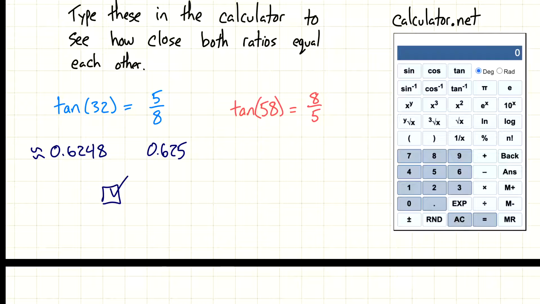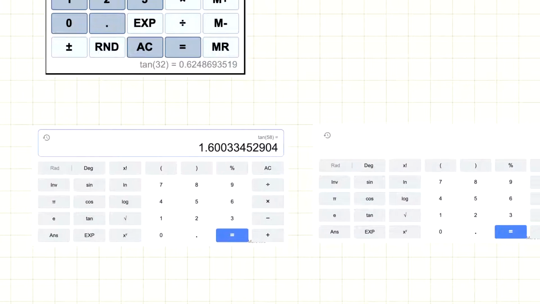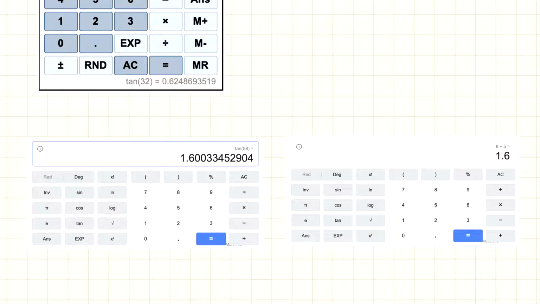And if we try the same thing with tangent of 58 degrees, you'll notice these are complementary. They add up to 90, and the fractions are reciprocals of each other as well. So I type tangent of 58 into the Google calculator, and it gives 1.6000 with a bunch of numbers. And I did 8 divided by 5, and it gives me 1.6.